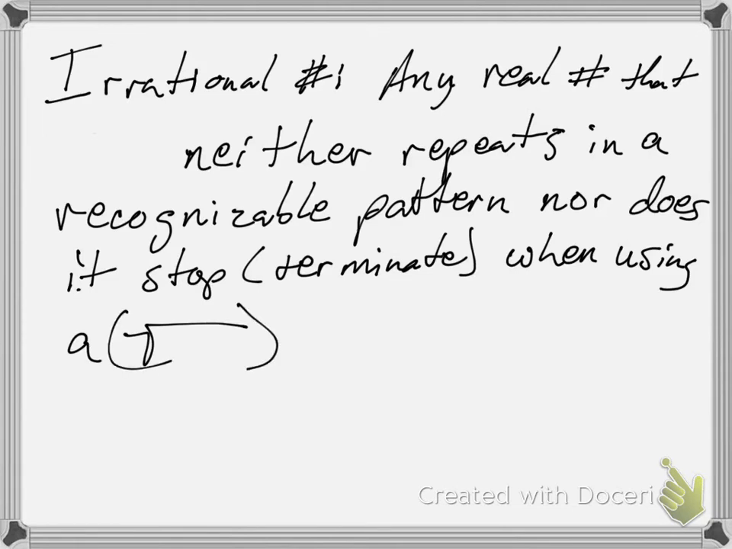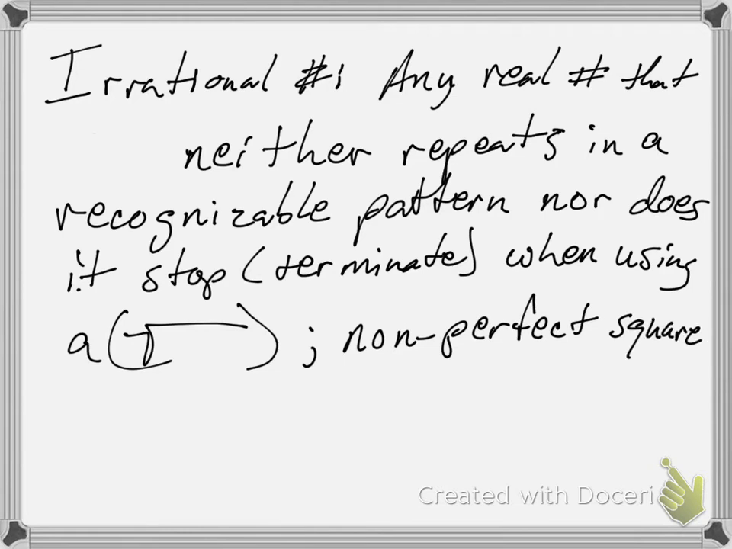I'm using a root symbol. So basically, you've been exposed right now to two of them. Pi is one of them, and square root of 2 is the other. The extra piece I'd like to add on here, and I'm going to spend just a moment talking about it, is these are non-perfect squares.